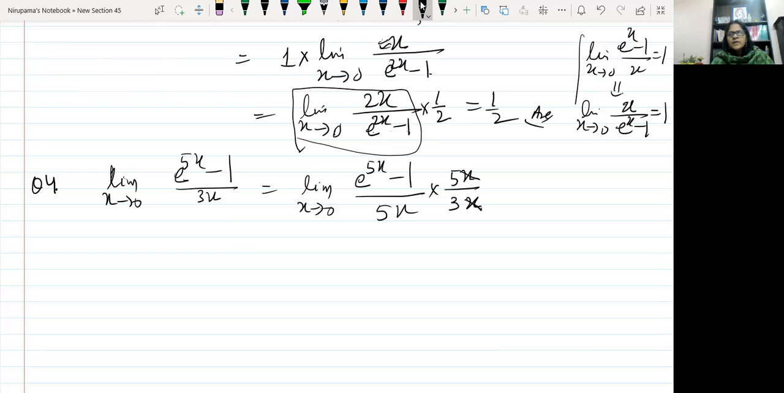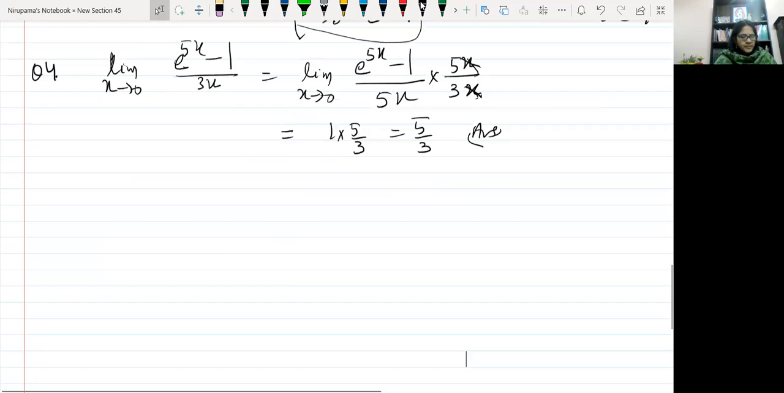So here we have this formula, limit x approaches 0, e to the power x minus 1 by x equal to 1. So e to the power 5x minus 1 by 5x, and when x approaches 0, 5x also approaches 0. So 1 into, this x gets cancelled, common factor, into 5 by 3. We are getting 5 by 3 as the answer. These are some of the simple questions. Let's move towards a bit better questions.